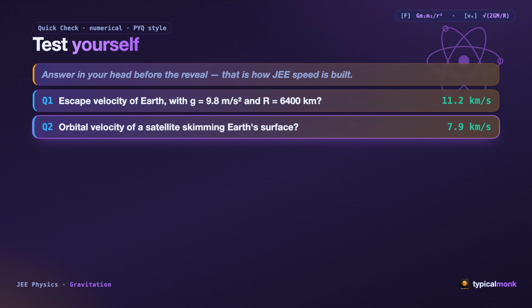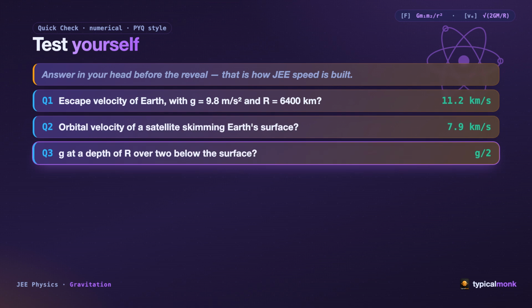Question 2. What is the orbital velocity of a satellite skimming just above the Earth's surface? 7.9 kilometers per second. Escape velocity divided by root 2. Question 3. What is g at a depth of r over 2 below the surface? Exactly g over 2 from the straight line depth formula.